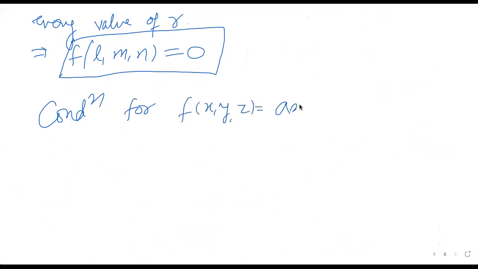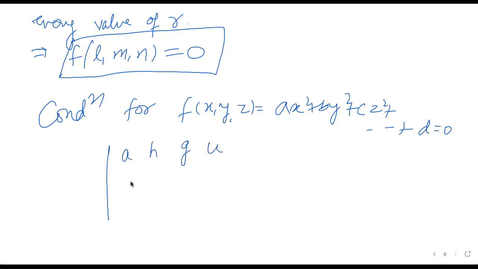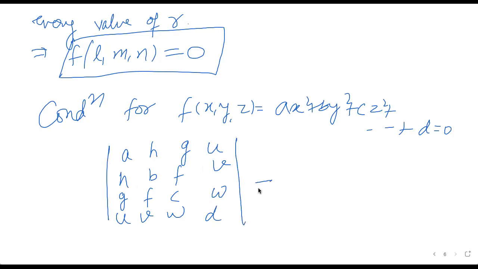f(x,y,z) is equal to ax square plus by square plus cz square plus and so on. The last term gives you what? d is equal to 0. What is the condition that this represents a cone? The condition will come here. A 4 by 4 determinant will come when I solve this: a, h, g, u; h, b, f, v; g, f, c, w; u, v, w, d. This determinant is equal to 0. It is the condition that this will represent a cone.